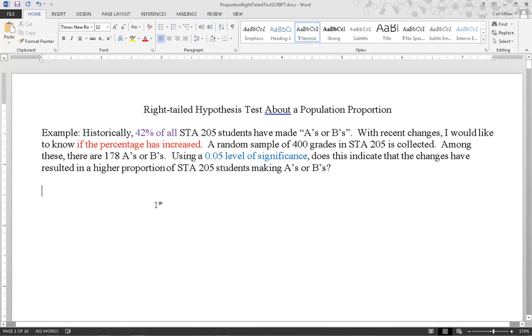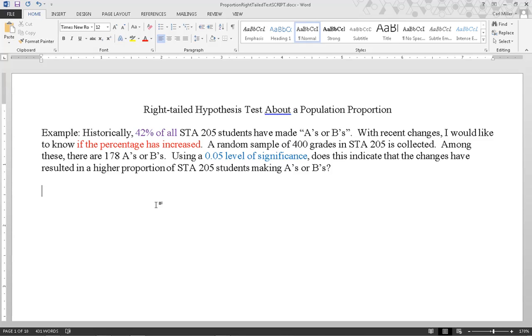A right-tailed hypothesis test about a population proportion. Suppose historically 42% of all Stat 205 students have made an A or a B. With recent changes, I would like to know if the percentage has increased. A random sample of 400 grades in Stat 205 is collected. Among these, there are 178 A's or B's.